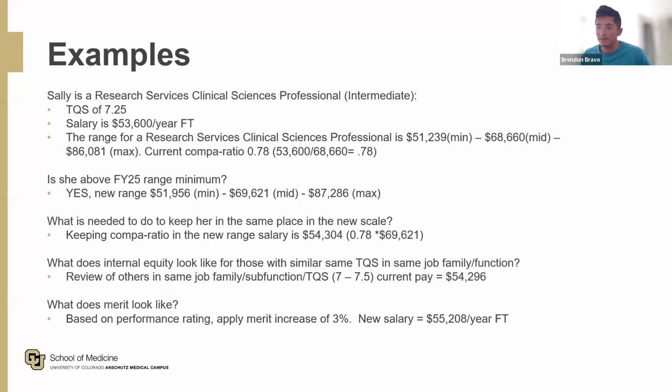Lastly, we want to look at what merit looks like. Based on her performance rating, we're going to apply a merit of 3%, because that's typically what the pool would be. That would make her new salary 55,208, and it still falls within a good equitable standpoint for her. We have another example. Are there any questions before we move on to that next example?